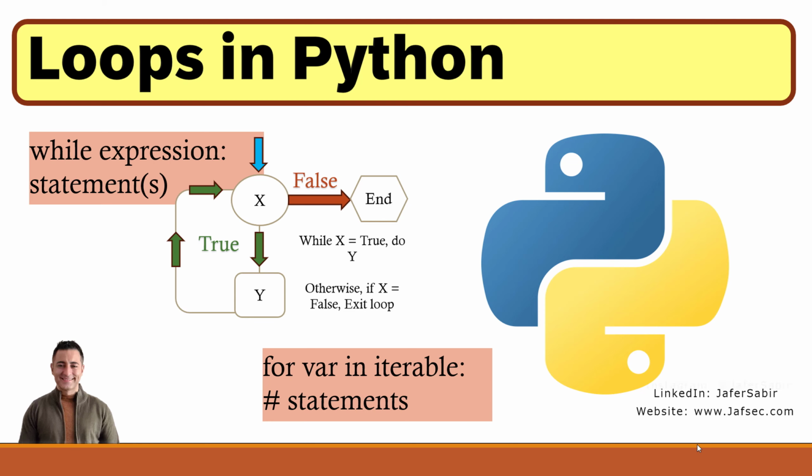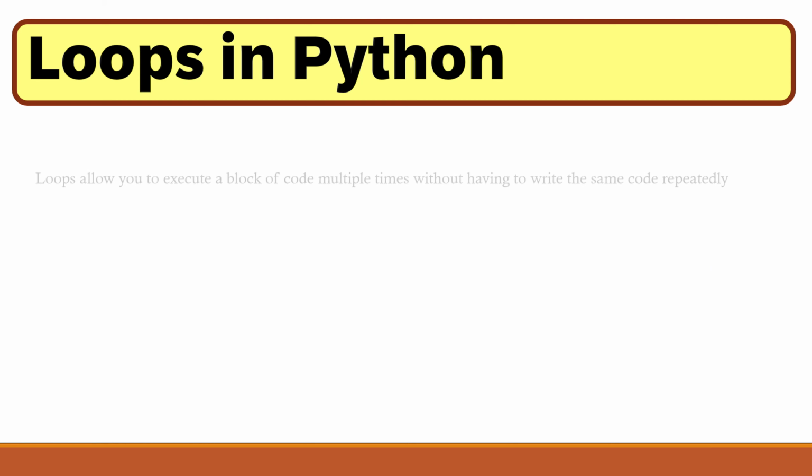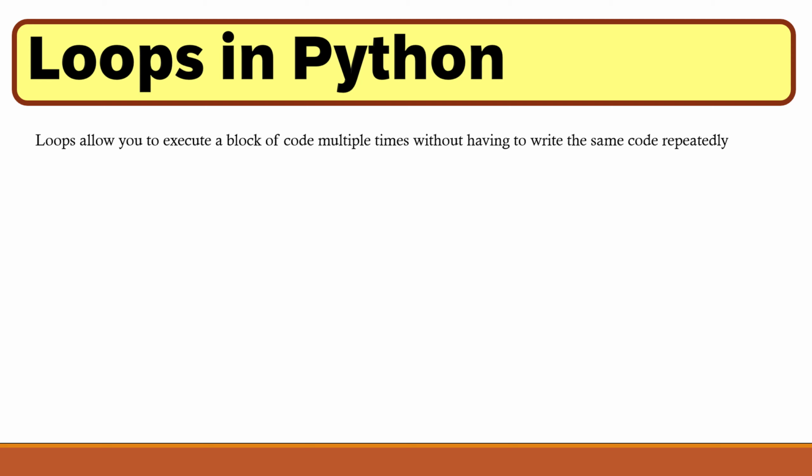This video is on using loops in Python. So, a quick overview on loops. Loops allow you to execute a block of code multiple times without having to write the same code repeatedly. And this is useful for tasks that involve repetitive actions, such as iterating over a list, processing items in a collection, or performing operations until a certain condition is met.